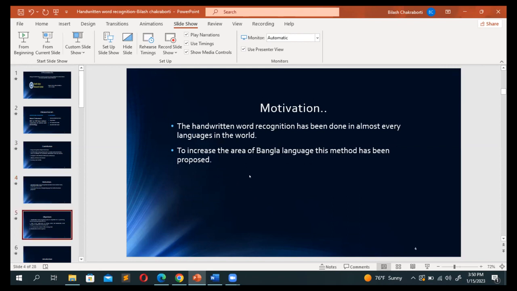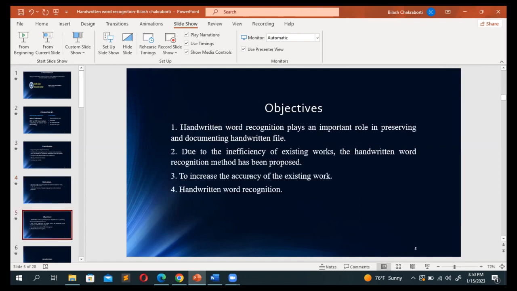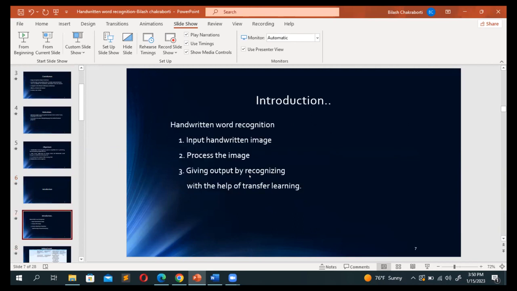This method has been proposed, and the objective is: handwritten word recognition plays an important role in preserving and documenting handwritten files. Due to the inefficiency of existing methods, this handwritten word recognition method has been proposed to increase the accuracy of existing work. Then the introduction. Mainly in the introduction part, I want to highlight 3 processes I have done there: first, input a handwritten image, then process the image, and give output by recognizing with the help of transfer learning.